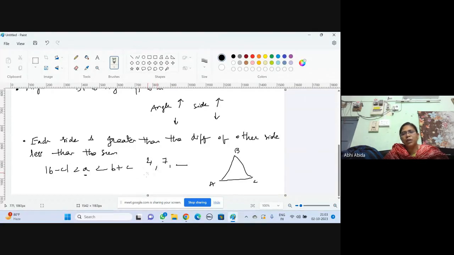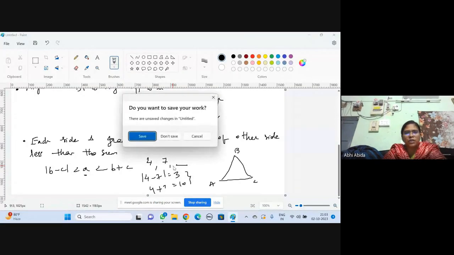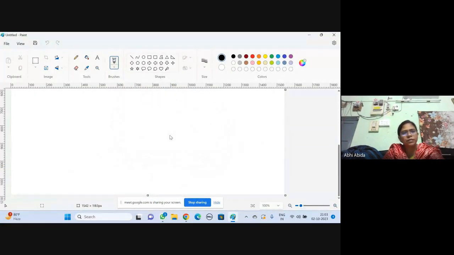So it will be in between the modulus of 4 minus 7. You know what modulus means? It will not reflect the negative value. Modulus is nothing but considering the positive one here. So it will be 3. And the other one is 4 plus 7, which is 11. So the value of the other side will always be in between 3 and 11. Moving on to the next property of the triangle. These are the basic important properties you should know.